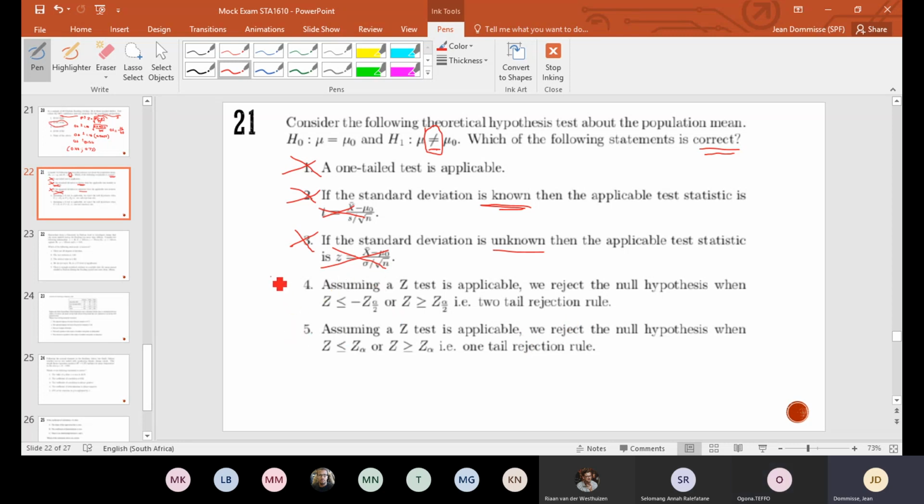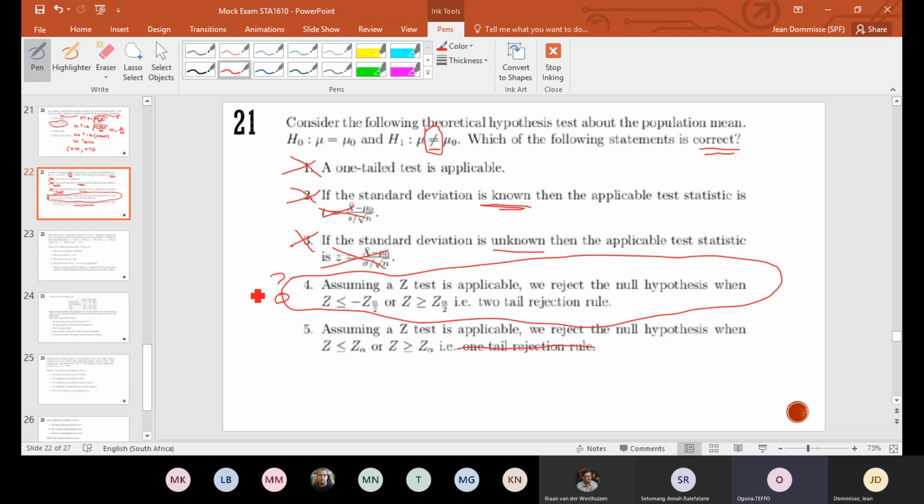Okay, so that is probably the answer. Assuming a Z test is applicable, we reject the null hypothesis, that one-tail rule. So we know it's not a one-tail, it's a two-tail, so it needs to be that one. Okay, happy with that? Yes.